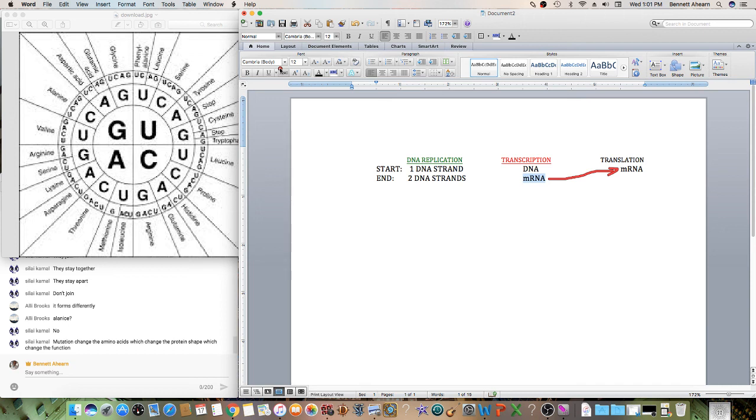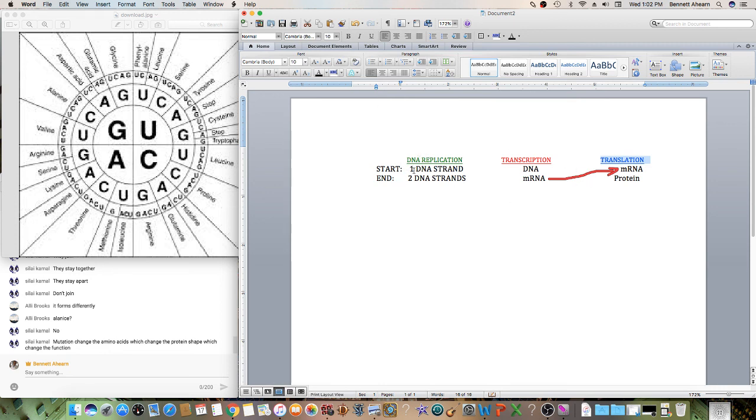And translation, what did it do? DNA, mRNA, right? And translation turned that mRNA into our finished protein. Okay. There's translation. Let's make that one blue. Okay, so these are what you have to know.